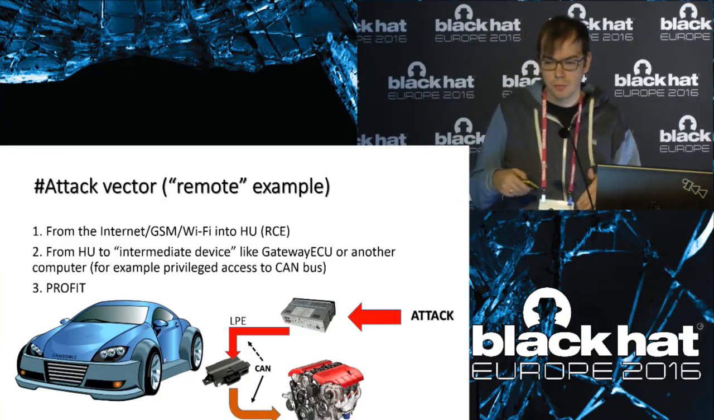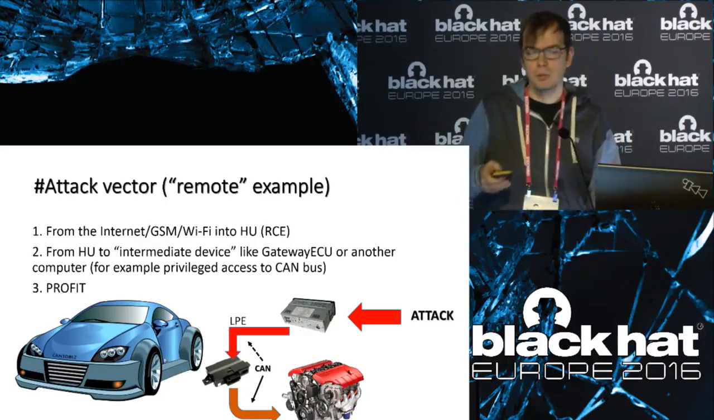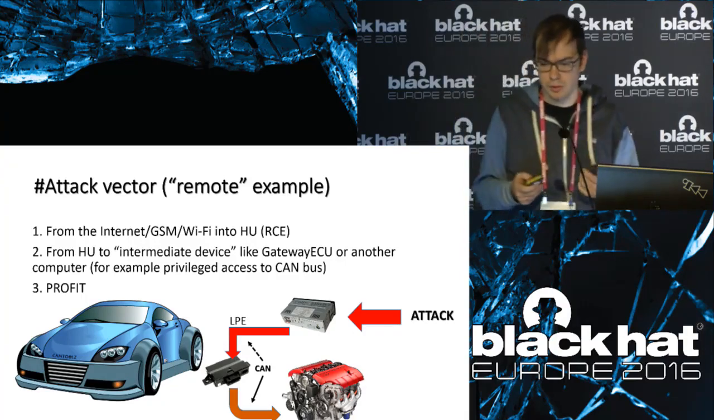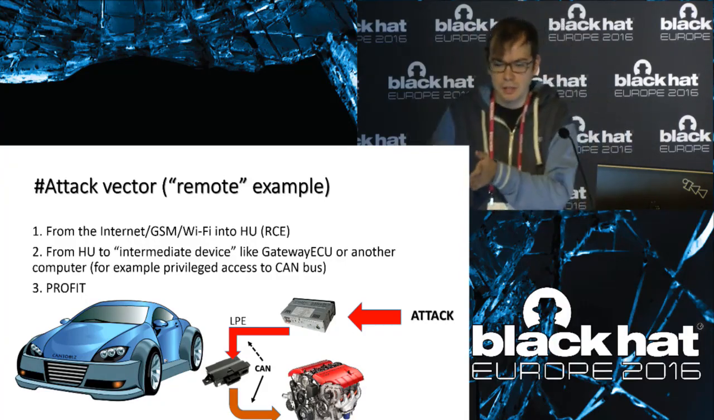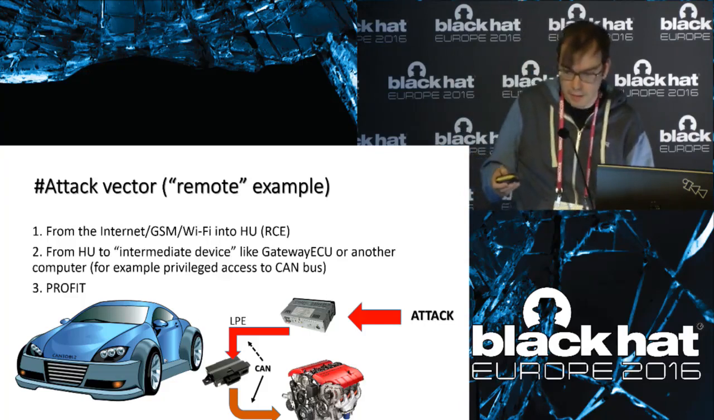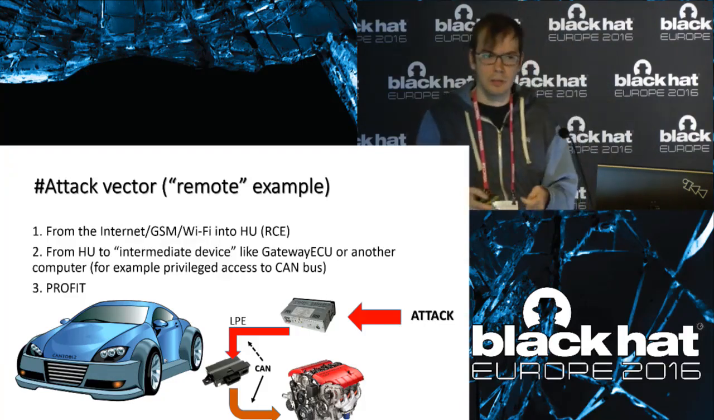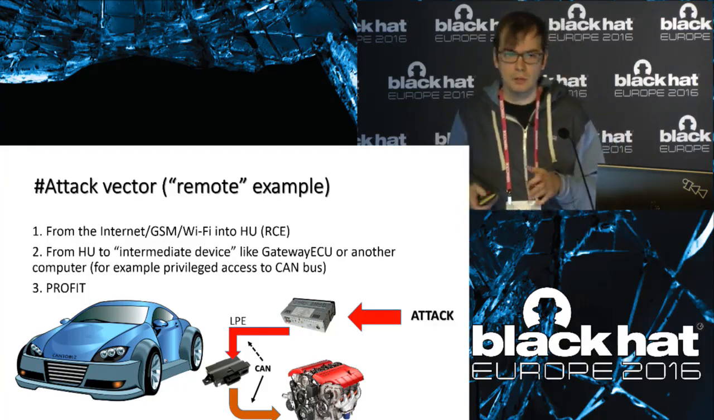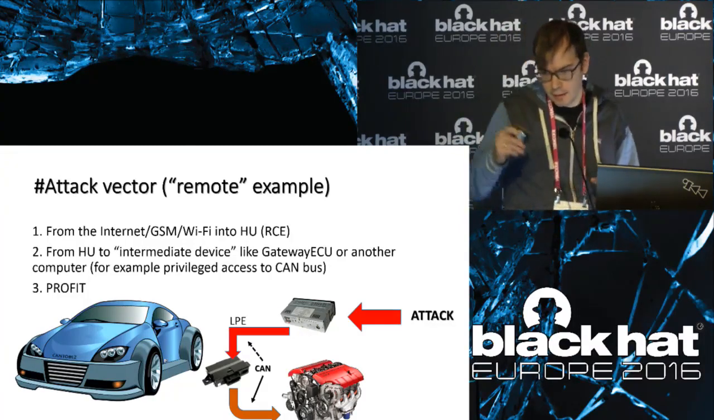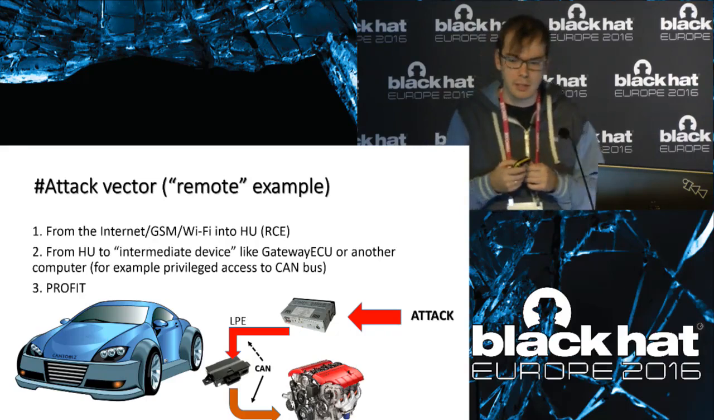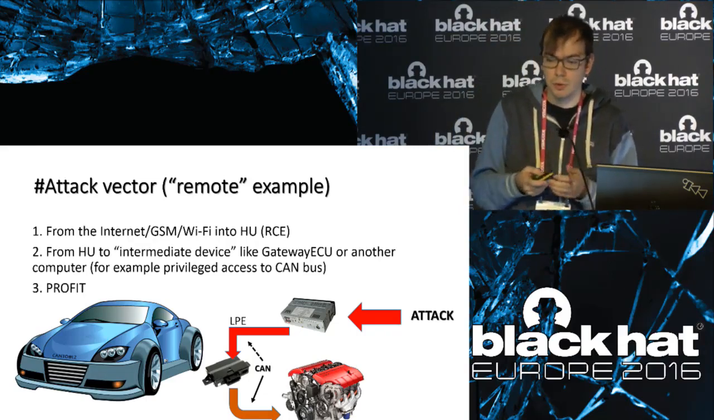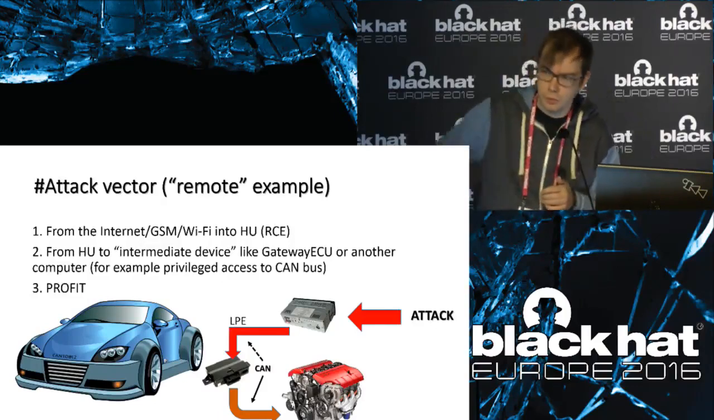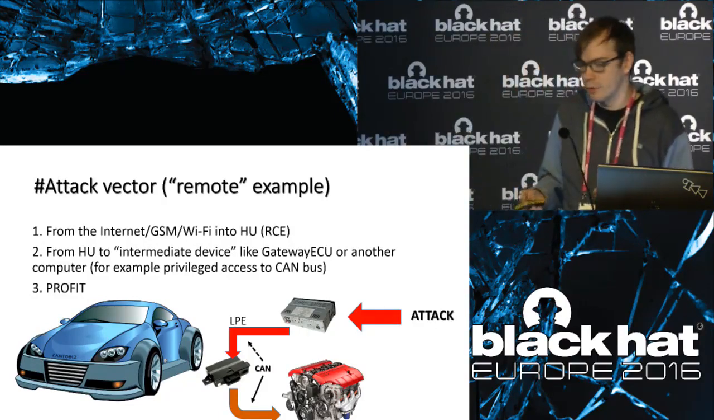But then, as I mentioned before, the head unit has no access to the privileged CAN that is critical, like access to the engine, for example, because it's in a different isolated CAN segment. So they need a second exploit for a local privilege escalation attack, and they need to compromise another component of the car, like the gateway ECU, which is the best option here. Then if you compromise the gateway ECU, we already have access to all buses connected to this ECU. And then you could send messages and try to control the car.